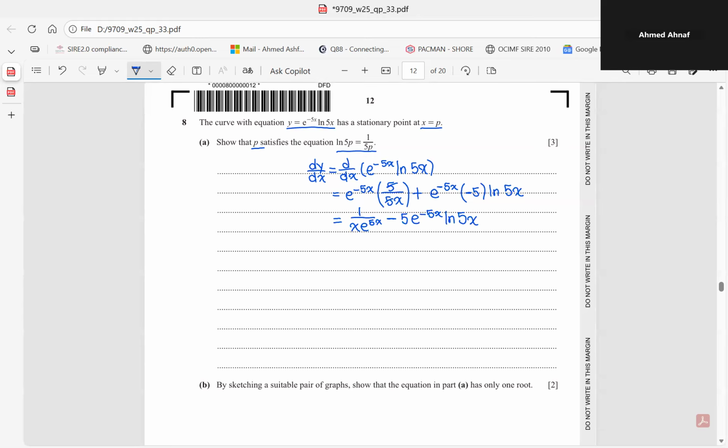Okay, so now we'll equate our dy/dx with 0. So minus 5 e to the power of negative 5x ln 5x equals 0. Okay, let's move this over to the other side. So 5. So this we can re-express as 1 over e to the power 5x. So this is 5 ln 5x times 1 over e to the power 5x.